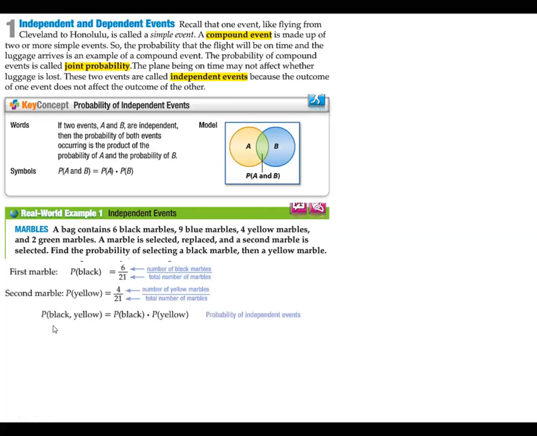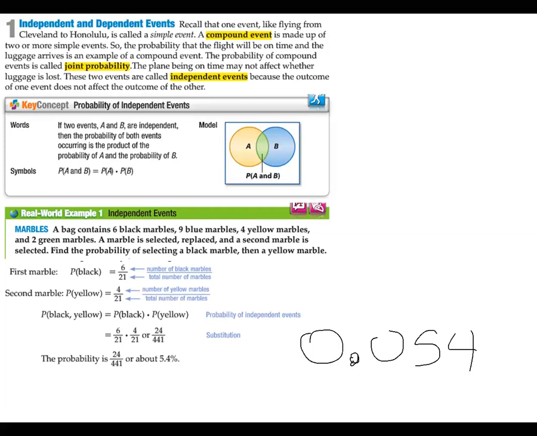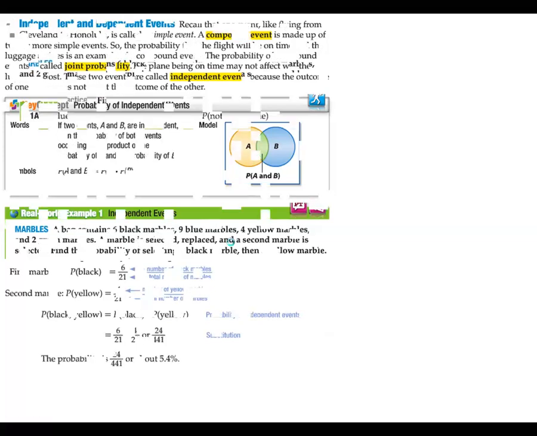Now the probability of picking a black and a yellow, you multiply those two together. So 6 over 21 times 4 over 21, and you get 24 over 441. Now if you divide that out, the decimal you would get would be 0.054 approximately. Okay? Now remember, if you move it 2 places to the right, that's how you get the percentage, which is 5.4%. Okay?